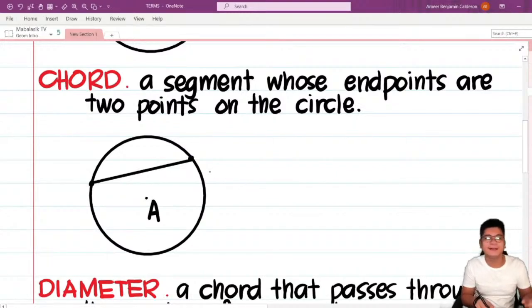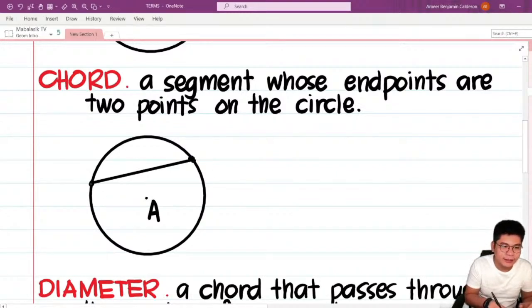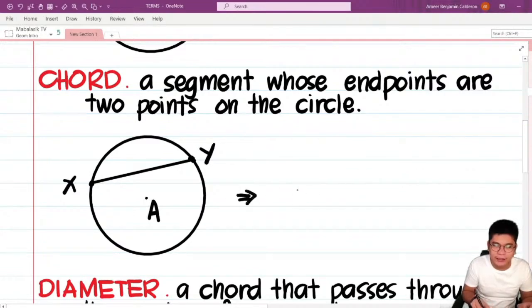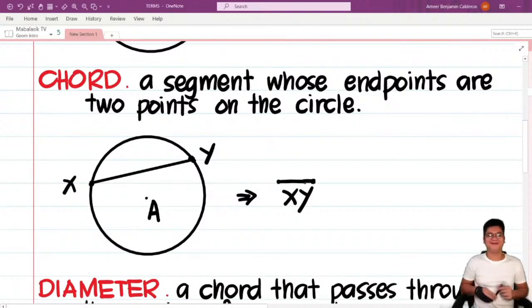We have a chord. That is a chord right here. So, for example, this is x, y, point x, point y. Therefore, our chord right here is segment XY. So that is our chord. Can we draw another chord? Yes, we can. Actually, we can draw infinitely many chords.